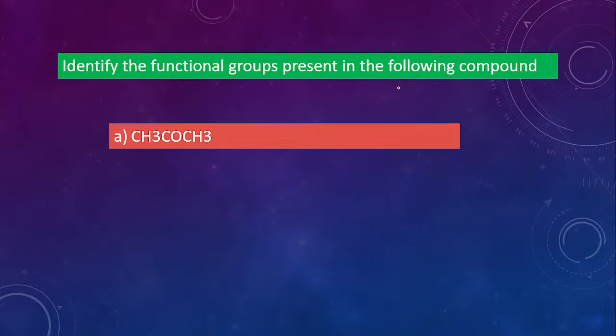Identify the functional group present in the following compound: CH3COCH3. Which functional group is present here? See here, only O is there, right? So that means it is CO. CH3CO. What will be the answer? Aldehyde, ketone, carboxylic acid, alcohol, which one? So here it will be ketone.